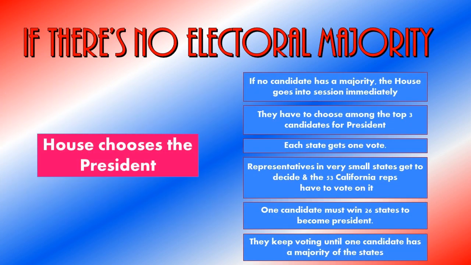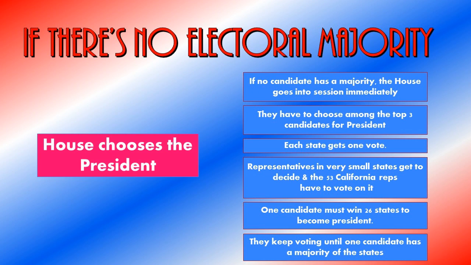If that's the case, when the votes are counted, if no candidate has a majority of the votes, then the House must go into session immediately. It's going to be the job of the House to choose the president. So the House is going to vote on who becomes the president, and each state is only going to get 1 vote here. Now, the representatives are going to get together and vote. They're going to decide who they think the president ought to be, but they're going to be limited. They can only choose who came in the top 3 in getting electoral votes. So if there were multiple candidates that got electoral votes, they can only choose from among the top 3 vote getters here. But each state is only going to get 1 vote.